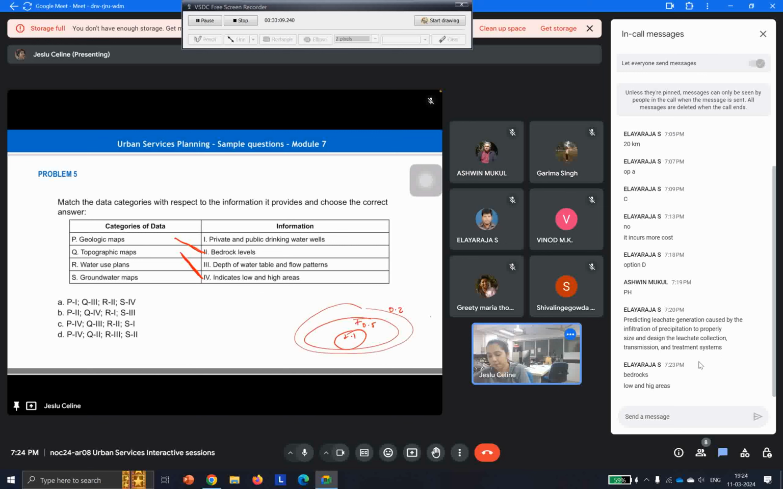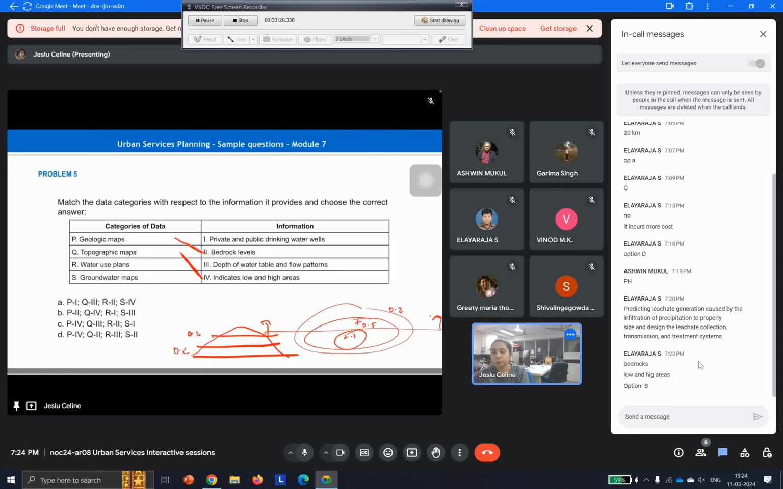So if this is the map in plan, and if you take a section like this, in the section it'll be something like this. So this is where our 0.2 lies, and this is where our 0.5 lies. So yes. Now, water use plans.